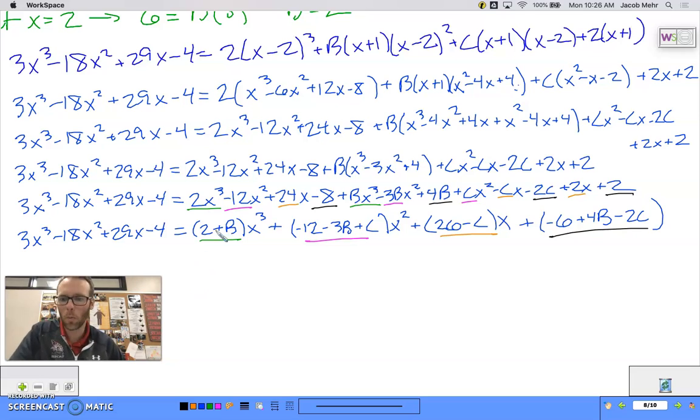Okay. Now take a moment and look at the equation that we have. Look at the left side. Look at the right side. How is the left side organized? X cubes, x squareds, x's, constants. How's our right side organized? X cubes, x squareds, x's, constants. So what do we know from this? Well, we know we have 3x cubes, and that has to be equal to the number of x cubes on this side. And how many x cubes do we have on this side? 2 plus b. So we know 3 has to equal 2 plus b. I think we just found b.